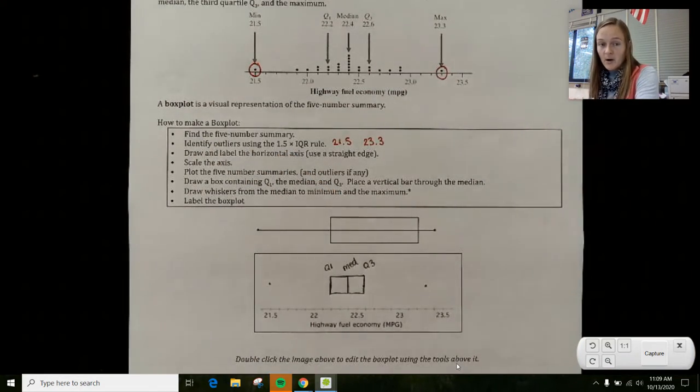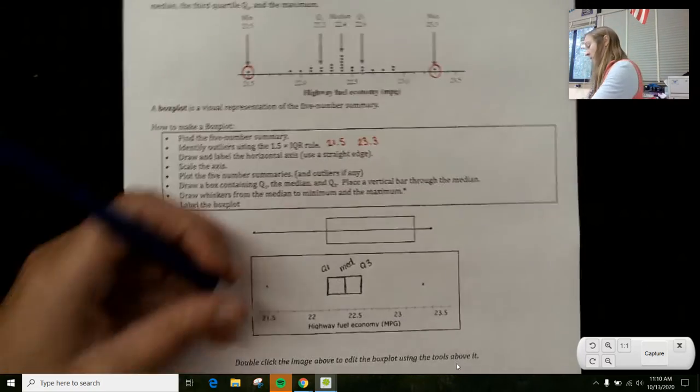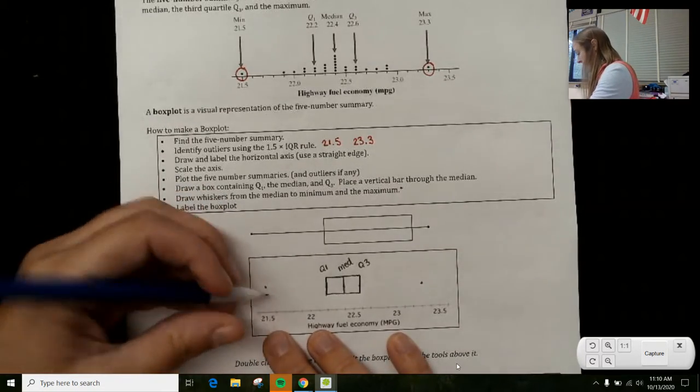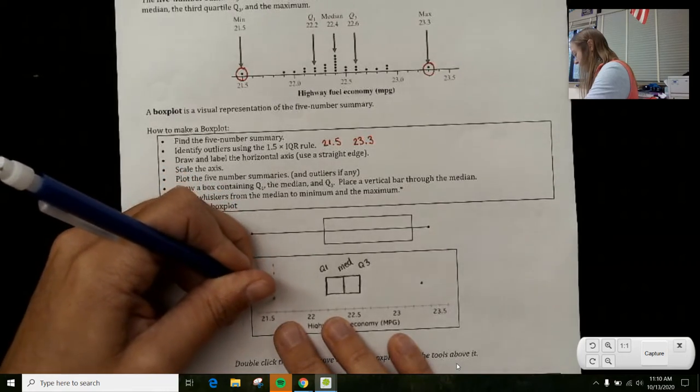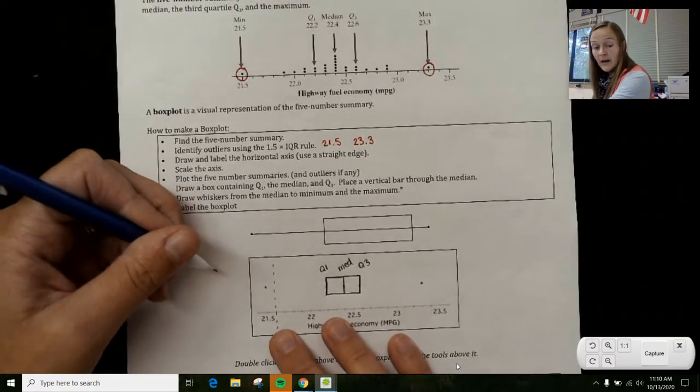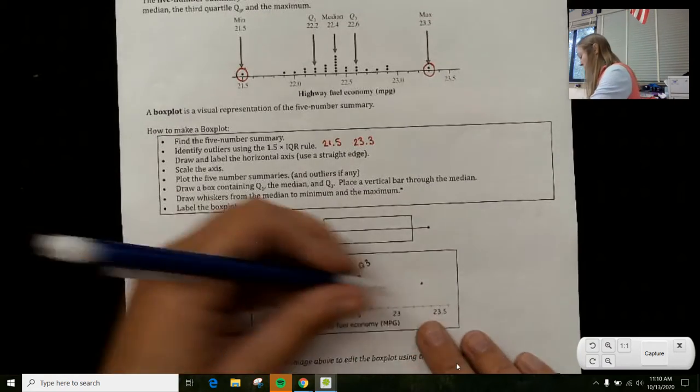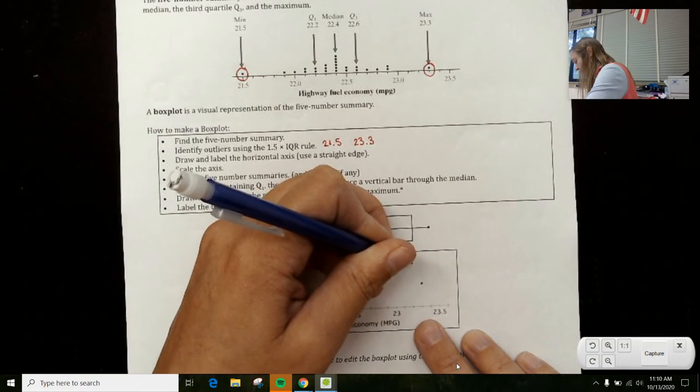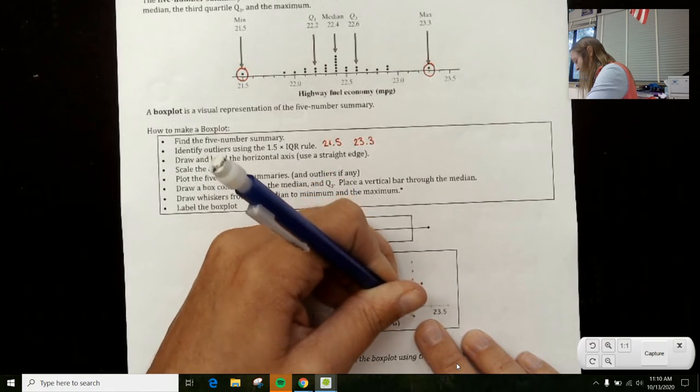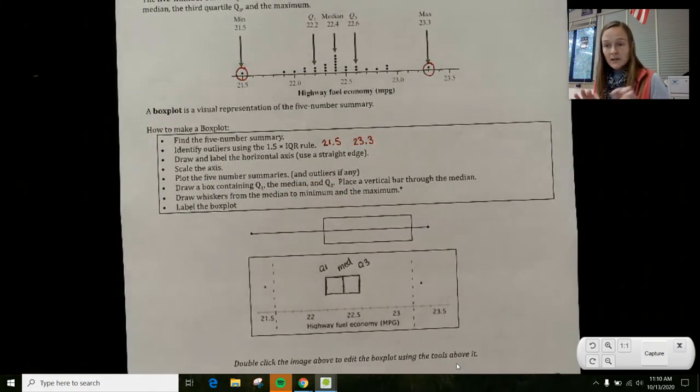Now here is the tricky part. You need to determine how far out your whiskers go. Your whiskers go to the data point that is within your 1.5 IQR range. So I'm just going to draw a dotted line where that is. 21.6 was where the lower outliers were cut off, and 23.2 was where the high outliers were cut off. So my whiskers cannot go past that point, but they need to extend to a data point.